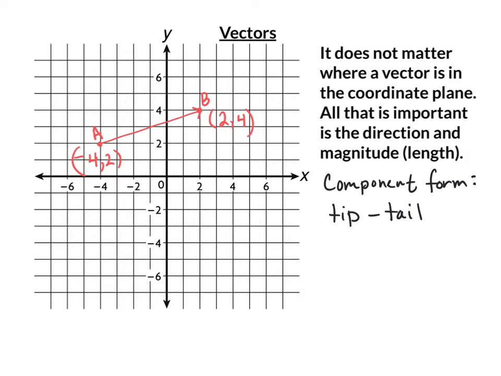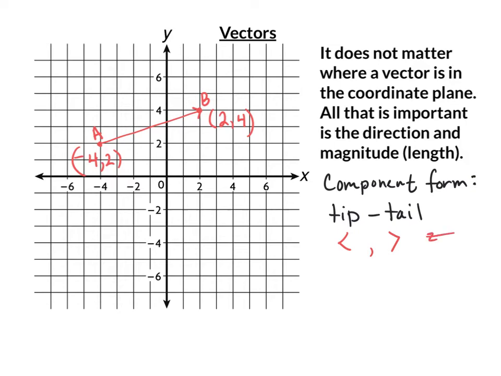Most of the time, we put it in what's called component form. Component form uses the greater than, less than. This is like an ordered pair. Remember, we're describing it with a single point, the initial point being at the origin. It's just like an ordered pair, except we use the greater than, less than. So how do we find this vector in component form?